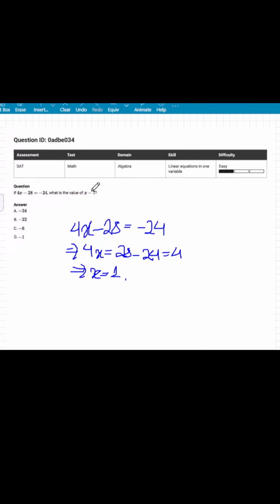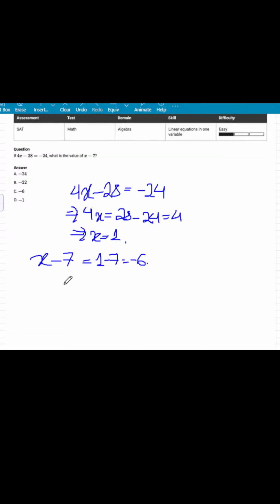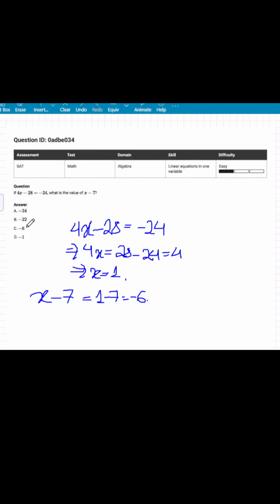We are told to find the value of x minus 7. So x minus 7 will be 1 minus 7, which is equal to minus 6. So here the correct answer will be option C, minus 6. This is an easier question. You just have to solve the linear equation and then put that value of x into the required expression. So now let us go to the next question.